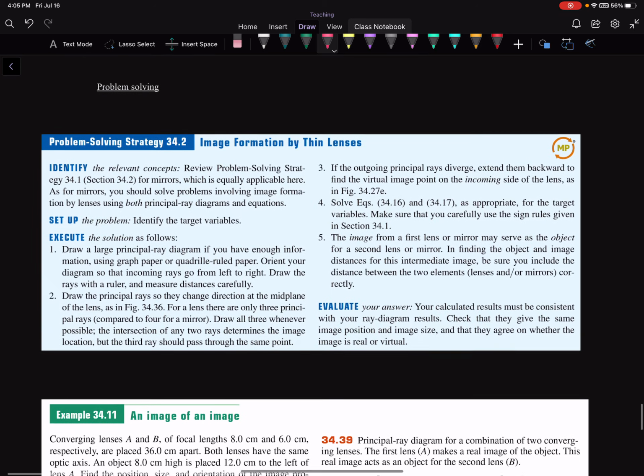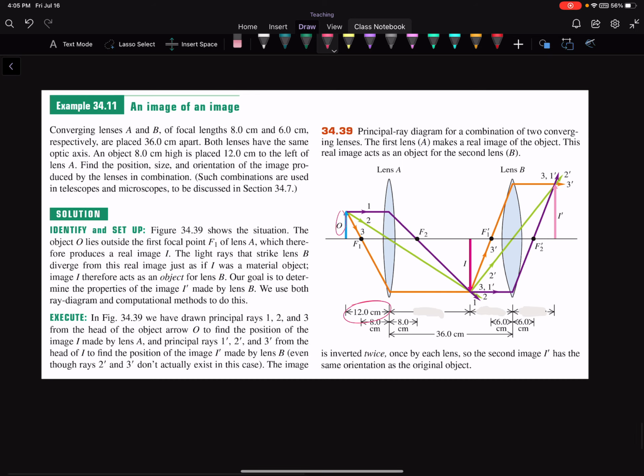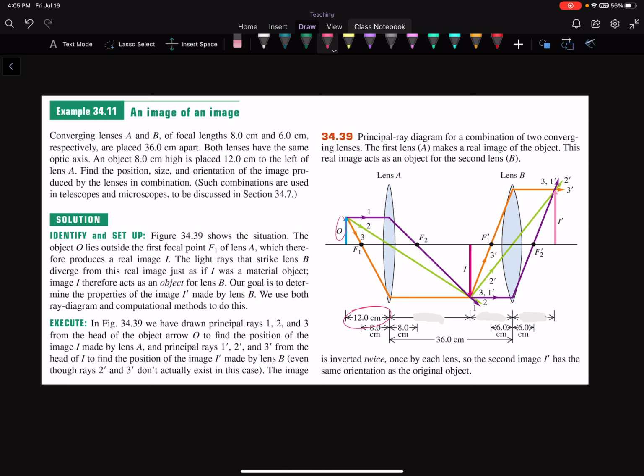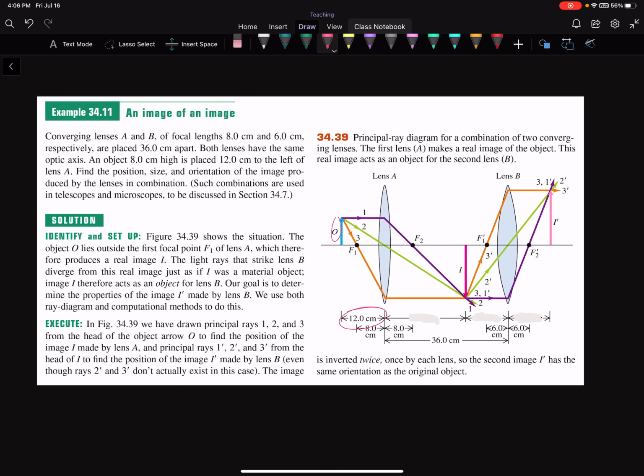So following the same problem-solving strategy, we're going to identify and set it up. We have this drawing that this example has done for us, but this is something that you would draw for yourself. So the object, O, lies outside the first focal point, F1, of lens A, which therefore produces a real image, I. The light rays that strike lens B diverge from this real image just as if I was a material object. Image I, down here, therefore acts as an object for lens B. Our goal is to determine the properties of the image I prime made by lens B. We use both ray diagram and computational methods to do this.